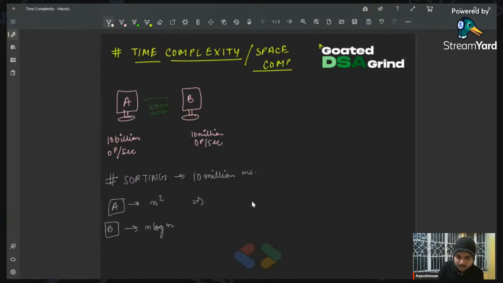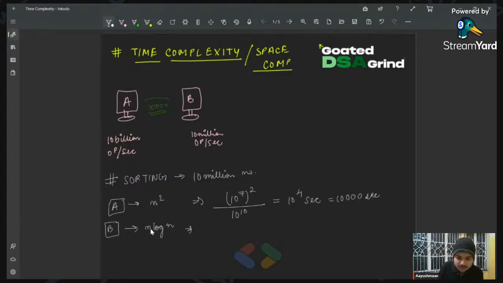What will be the delay? 10 million numbers, so that is 10 to the power 7. Since it's n squared, it is 10 to the power 7 squared. Machine A does 10 to the power 10 operations per second. So we are left with 10 to the power 14 divided by 10 to the power 10, so machine A will take 10,000 seconds.